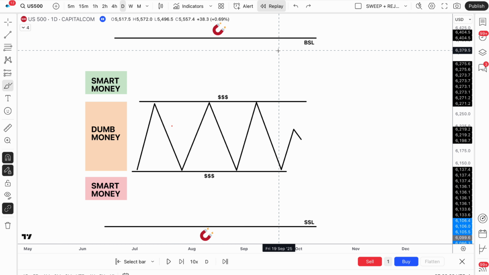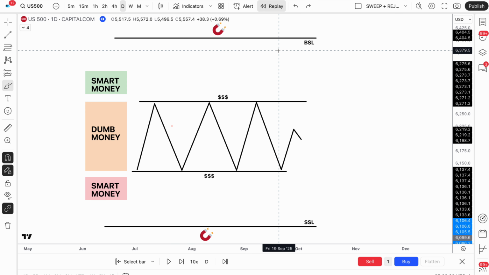So let's say that we understand that the DOL, the draw on liquidity, is to the upside. Then smart money are looking at buying once we've raided sell side liquidity. They're going to be buying these sell stops right here, looking at targeting buy side liquidity. We can then classify this as an ICT turtle soup.